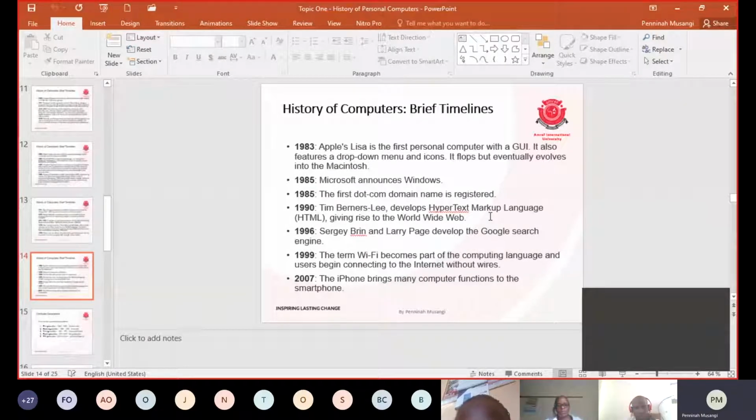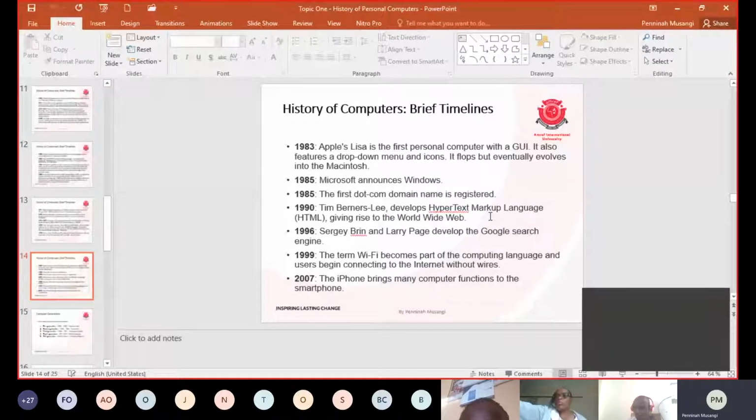In 1983, Apple did another version of computer called Apple Lisa, and Apple Lisa was the first personal computer with a graphical user interface, and it had features like drop-down menus, icons, and all that. But later on, that invention did not succeed. It flopped. But eventually, they continued working on it, and it evolved to become what we used to know as Macintosh.